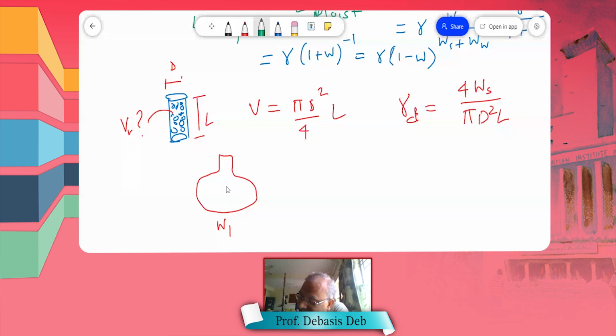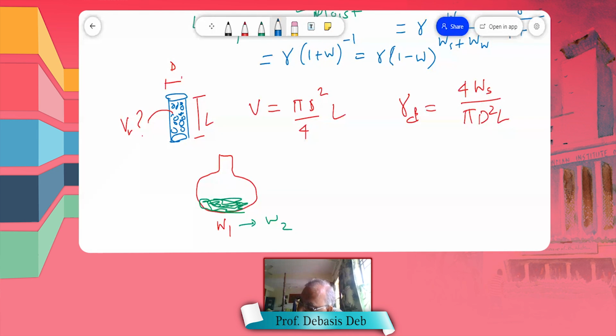Then after taking the empty weight, and we have made the powder, we pour this powder in. So this powder will be here. We pour it in and we take the weight again, and that we call W2. W2 is the empty bottle plus the sample.